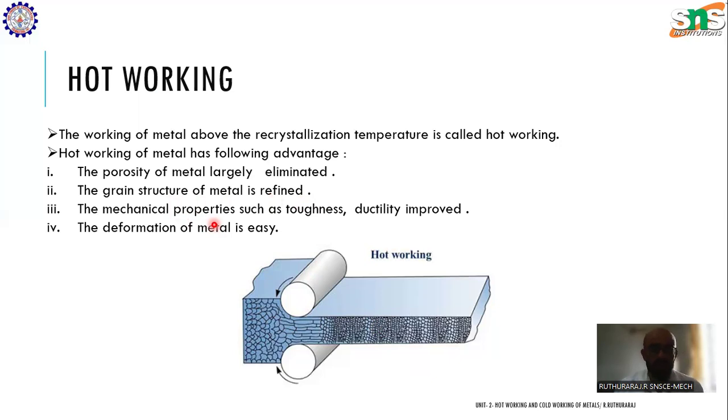And also, deformation of the metal is easy because when you heat the metal, it tends to get softer. Softer metal is easy to deform. That's the reason we go for the hot working process. So the point to remember here is that during the hot working process, the larger grains are deformed or dissolved into smaller grains.